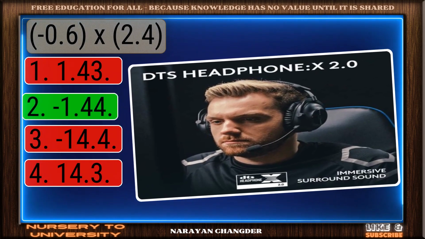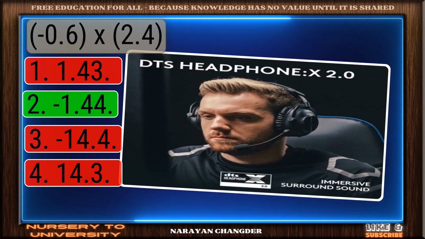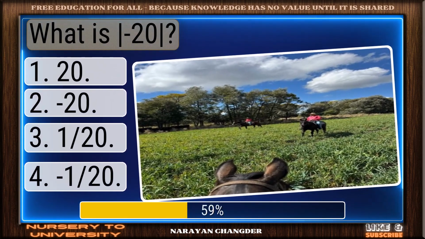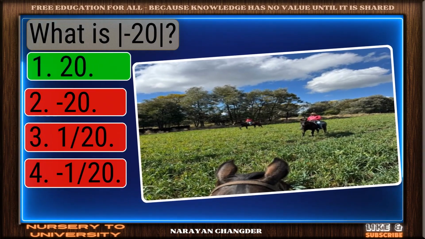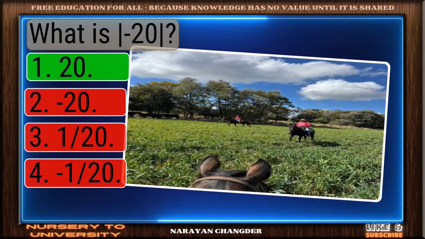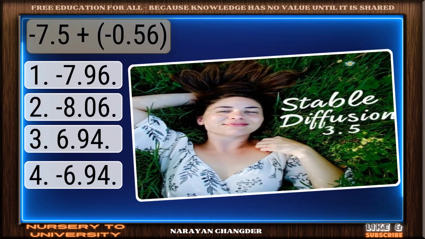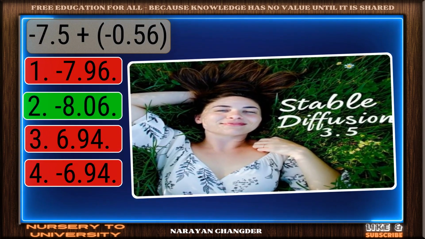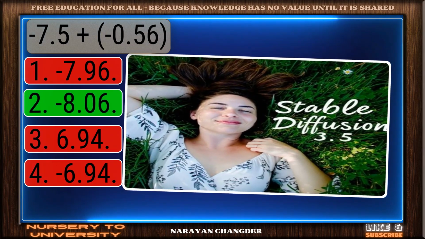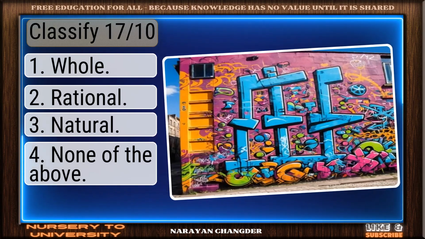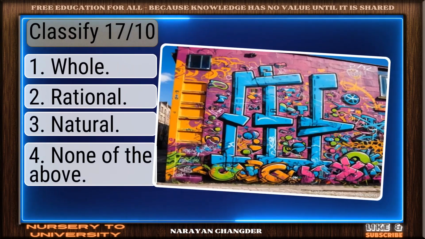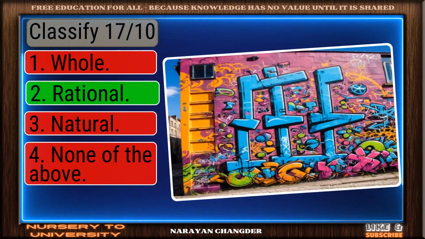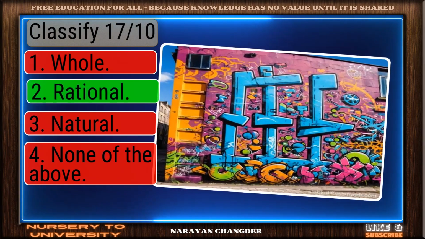Good job. Your answer 1.44 works well here. Question number 243. What is 20? Great thinking. 20 is the right choice. Question number 244. Nice selection. 8.06 is the correct and valid answer. Question number 245. Classify 17. Well picked. Rational is the correct answer.